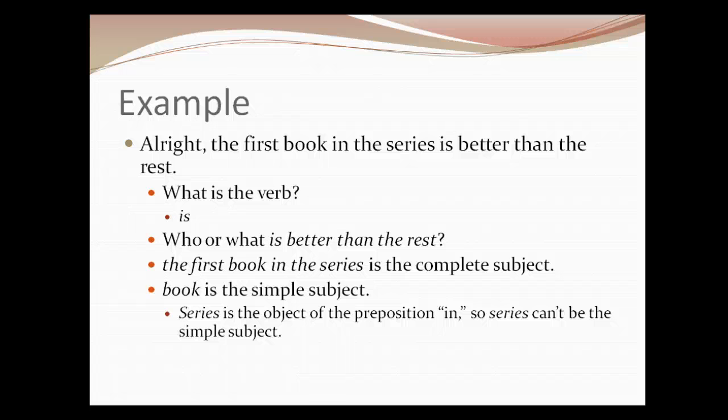So the first is better than the rest. The book is better than the rest. The series is better than the rest. Well, we can eliminate the word series because that comes after in. It's a preposition. Therefore, we can actually cross it out. The first book is better than the rest. So we're back to the question of which one's the actual noun, first or book. In this sentence, first is describing the book. So book is a simple subject.